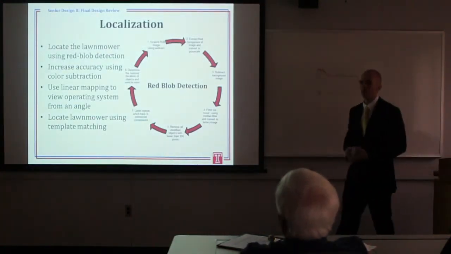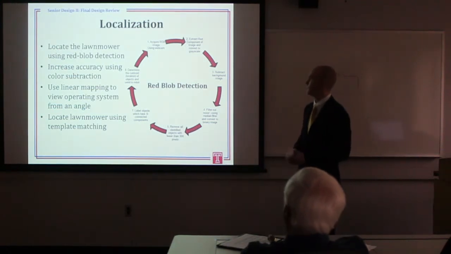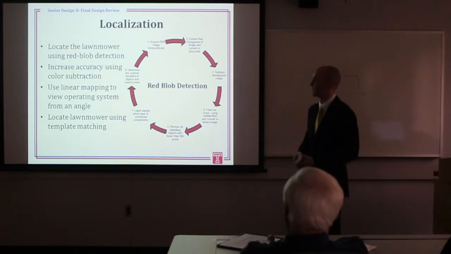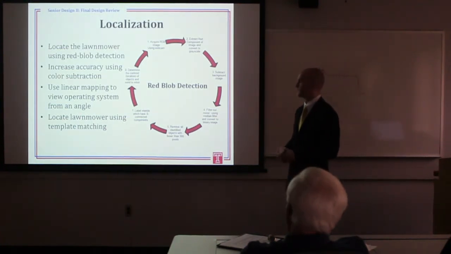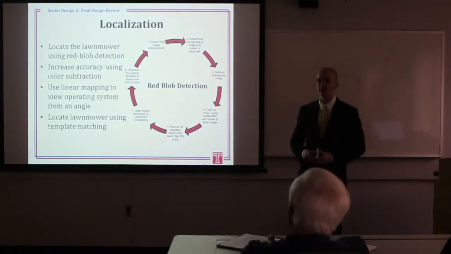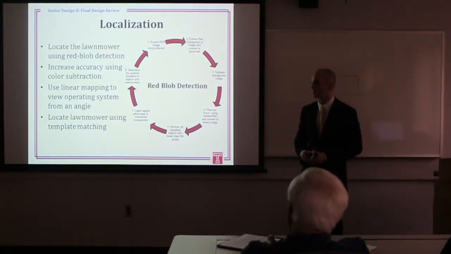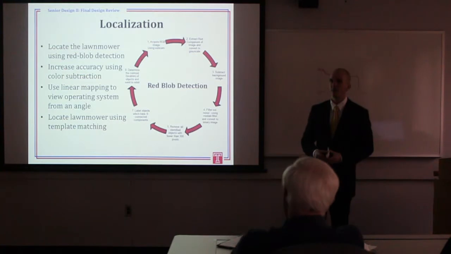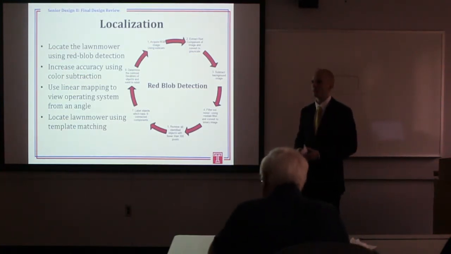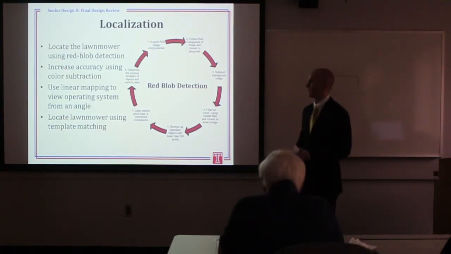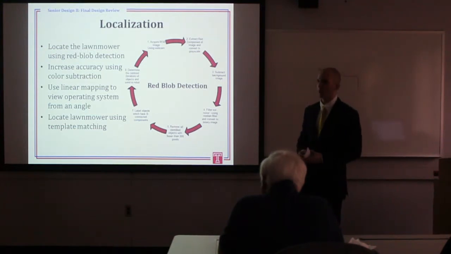So for our localization, which is actually just the placement of the lawnmower at any specific time, we initially take a picture of the playing field, as I mentioned before, and as the lawnmower enters the playing field, it will detect this red blob, and from there start taking 2 pictures per second so that it can actually map the coordinates of the lawnmower while it's moving.